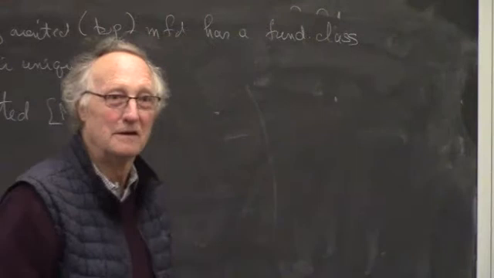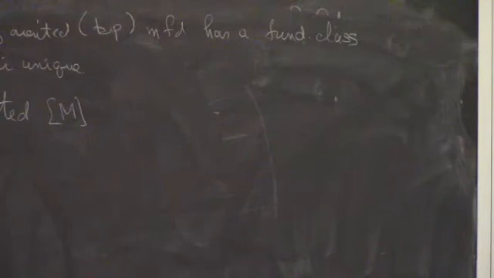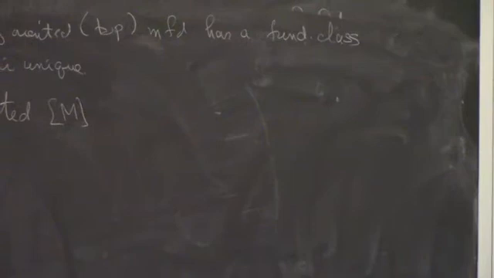If we have a triangulation, then that gives a fundamental class. If this manifold happened to be triangulated, you would take the sum of one times every top simplex with the right orientation given by the orientation of the manifold. That would be the local fundamental class.